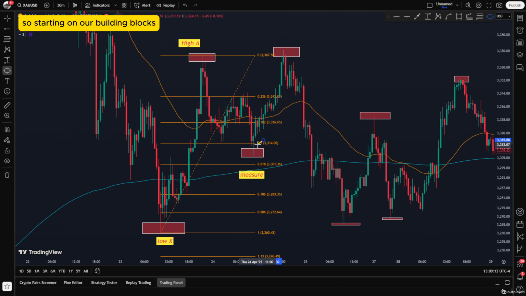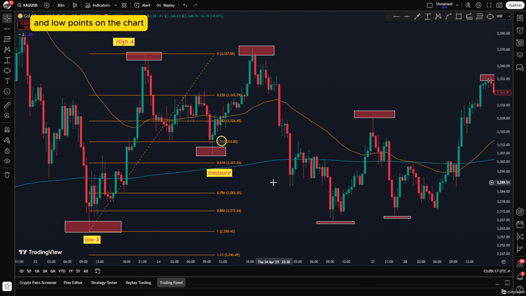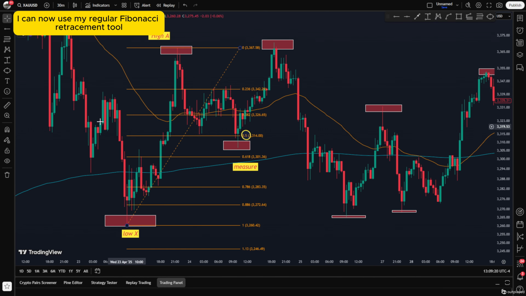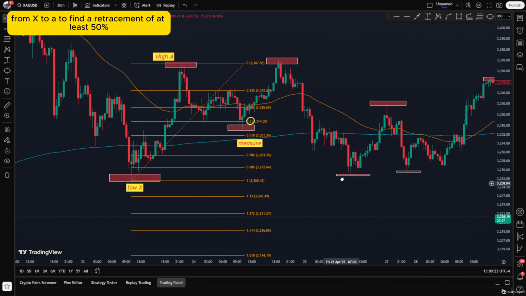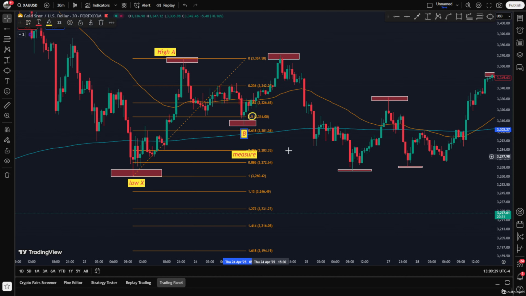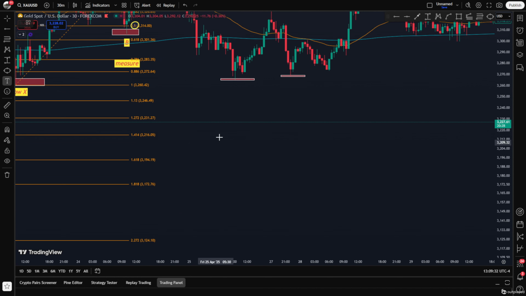So starting on our building blocks, after identifying the key high and low points on the chart and all of the legs, I can now use my regular Fibonacci retracement tool from X to A to find a retracement of at least 50%. Let's zoom in and build our bat pattern.